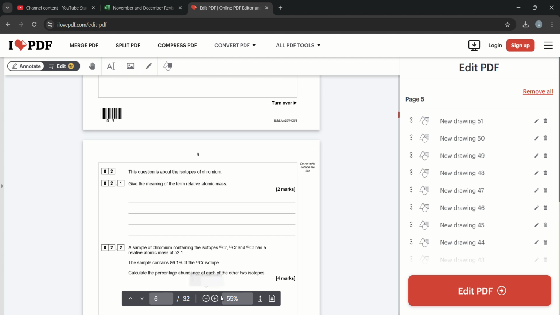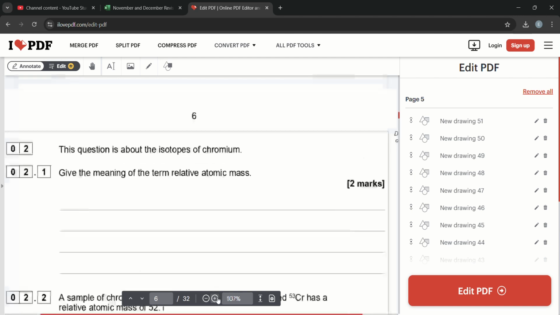So question 2 on June 2020, paper 1. This question is about the isotopes of chromium. Give the meaning of the term relative atomic mass. Classic question.